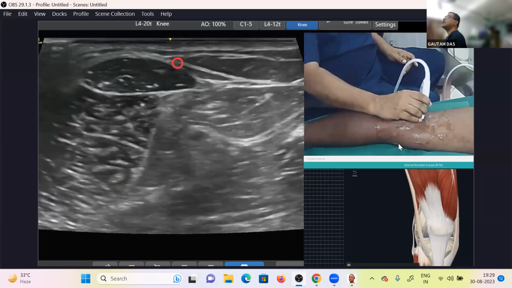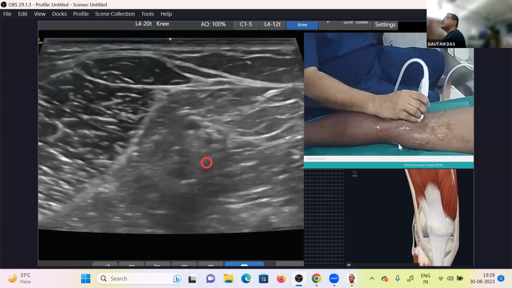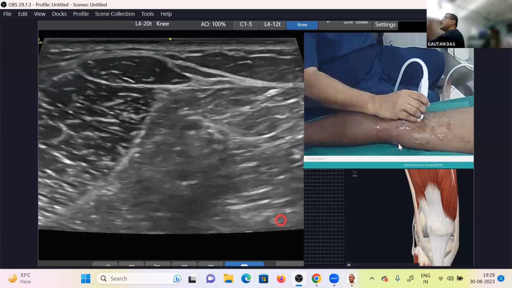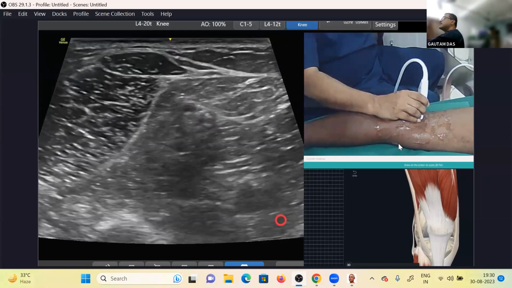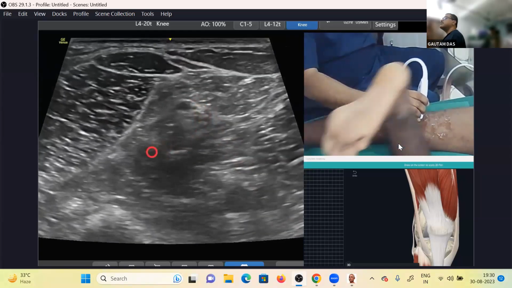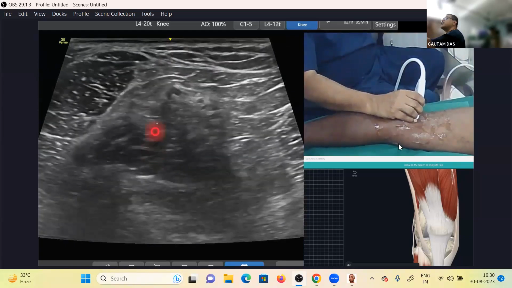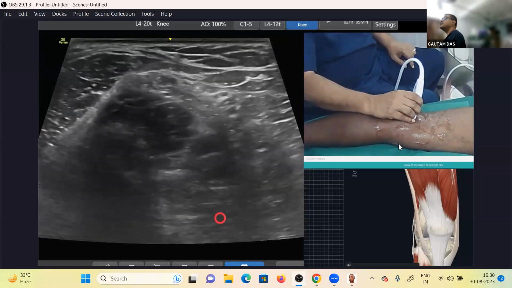Okay, so I was here. Now I'll be following. So this was the common peroneal, this was your tibial. I'll be increasing the depth a little bit. Now, this is your tibial nerve. Now follow the tibial nerve. Common peroneal and tibial. Now tibial nerve will be dipping down.